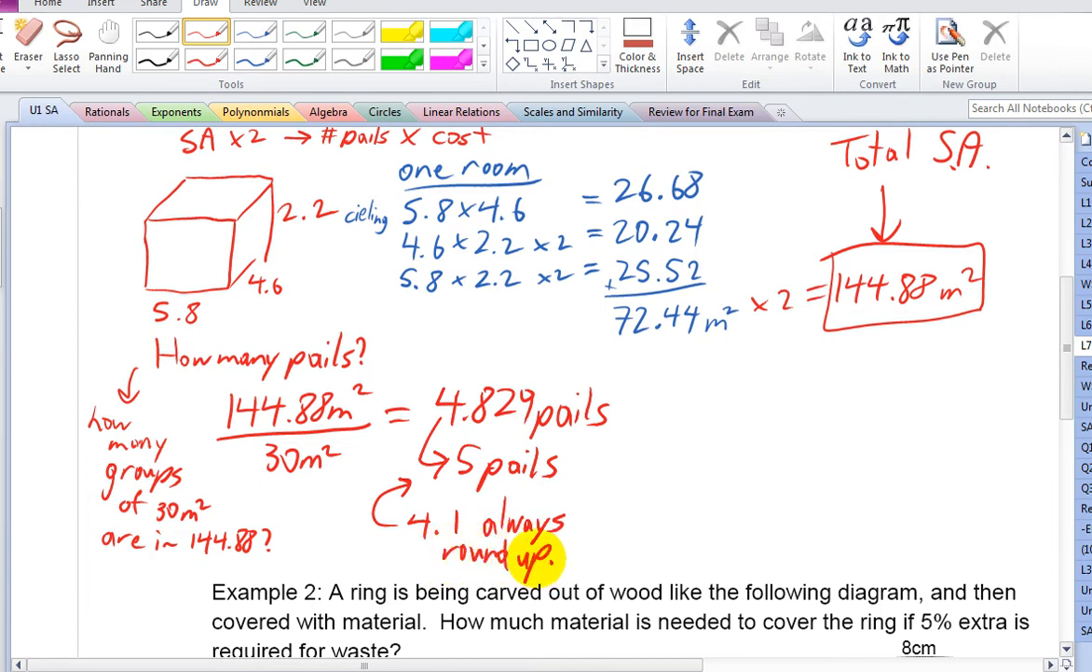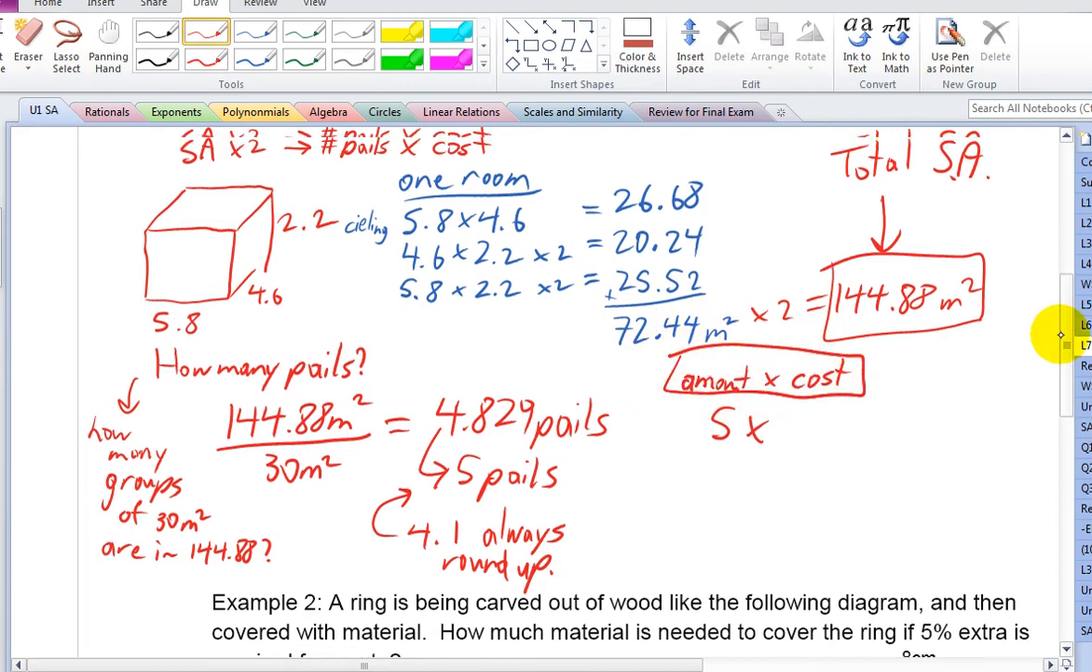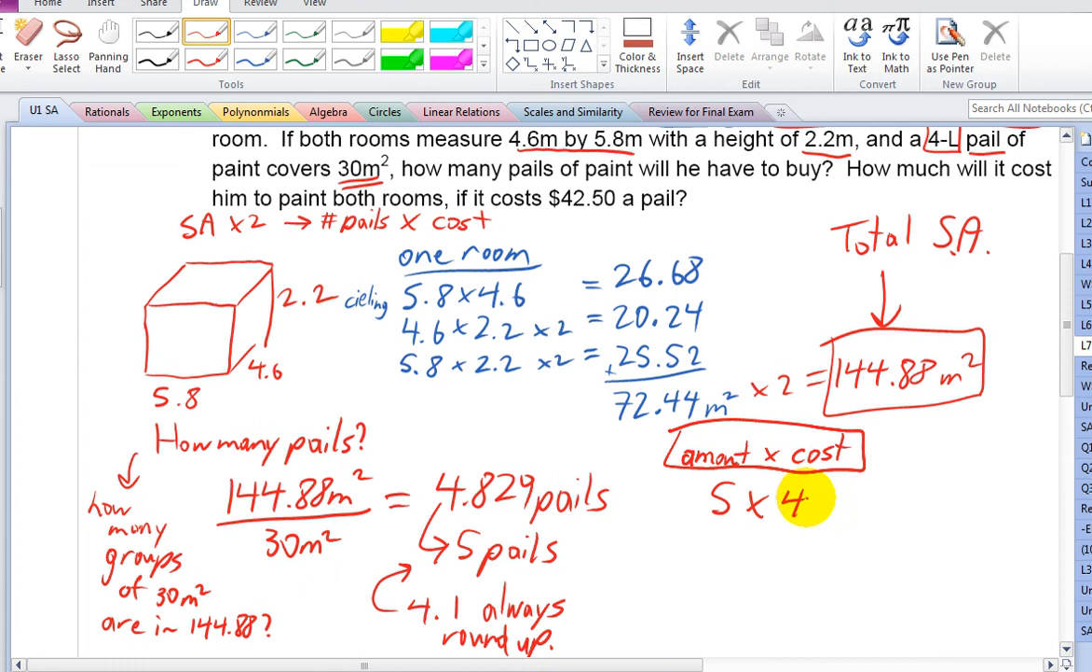So always double check. Don't give the quick rounding answer because that's what we're used to. So you'd have to round up. Good. So we need 5 pails, 5 times the cost. Always the amount. Just like when you went to the candy store, if you bought 5 pieces of gum, you would take the amount that you bought times the cost. We do that all the time. So 5 pails times 42 bucks a pail. What does that equal?